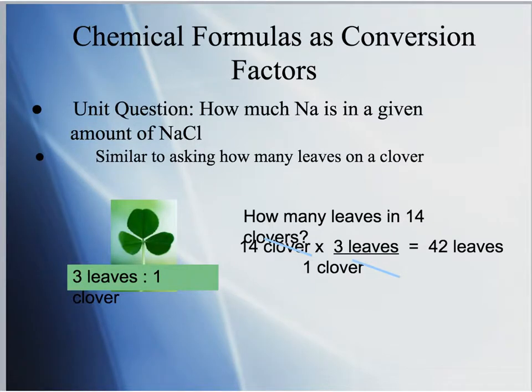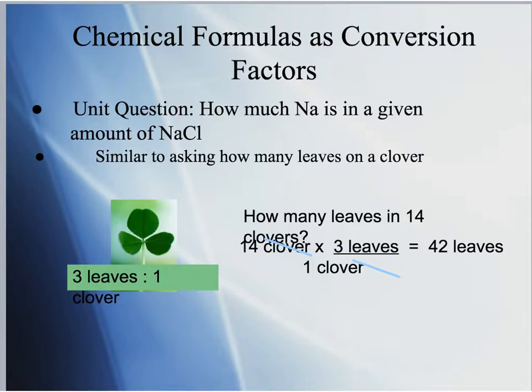So if you've read chapter 6 already, you know that we have a chapter question that is going to guide this chapter into figuring out how much of a particular element is in a substance. And for this one, it is how much sodium is in a given amount of sodium chloride.